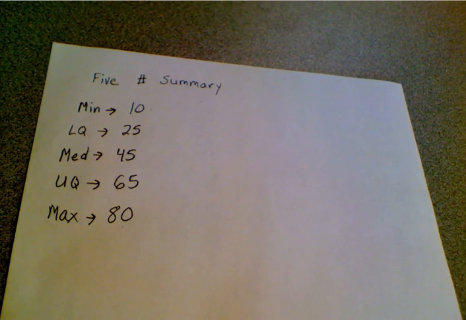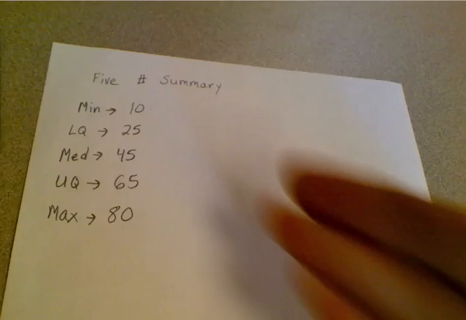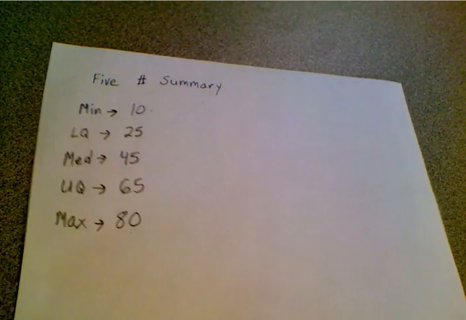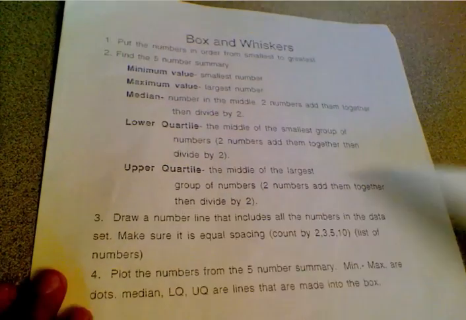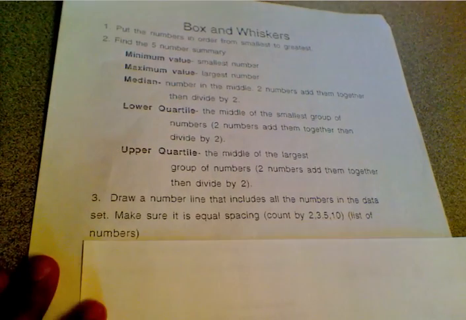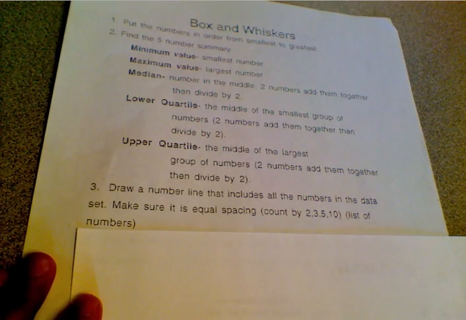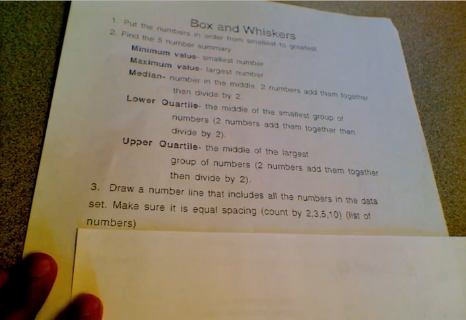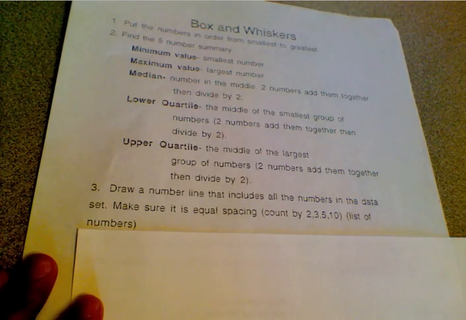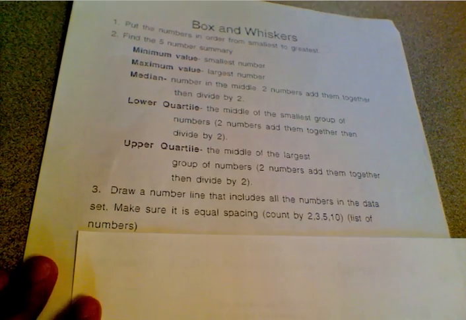Alright guys, this is part 2 of the box and whisker plot, and now we've found our 5-number summary. Now we need to go back here and worry about steps 3 and 4 on the paper that you have right in front of you. Step 3 says to draw a number line that includes all the numbers in the data set. Make sure it is equal spacing. So in other words, you're going to have to count by 2s, 3s, 5s, 10s, and it's going to be a list of numbers there, okay?